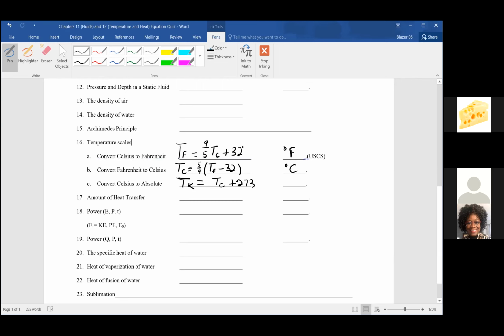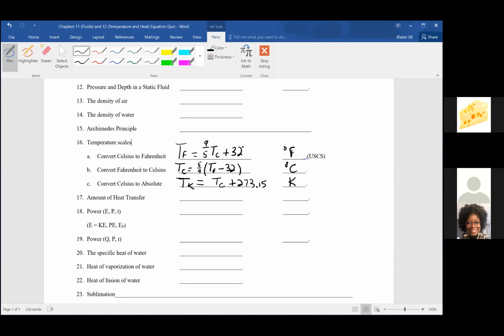273. Now your author may have put 273.15. Let me look and see what he put. Okay, you can put 273.15. We put it there. Now, the thing about the Kelvin scale is that we do not put a degree symbol. So one way that you know you've learned your physics is that when you write the Kelvin temperature, you simply use an uppercase K and you do not put the degree symbol.